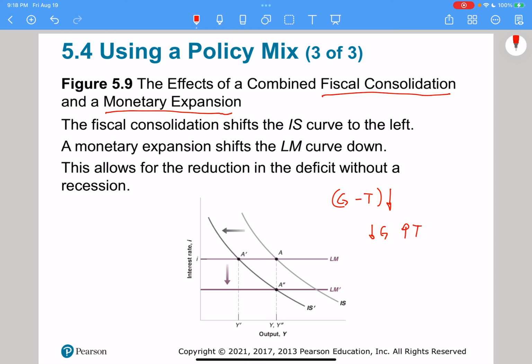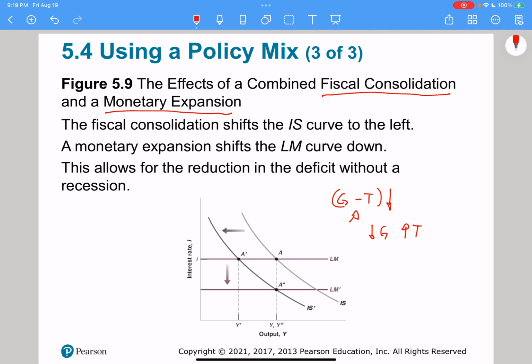These two are fiscal contractions. And when this parenthesis altogether reduces, this is the so-called fiscal consolidation. So the fiscal consolidation shifts the IS curve to the left. And if we go from A to A prime, which is the first movement, we have the same interest rate between A and A prime. We have the same interest rate. However, we have a very, very lower output. Y prime is much lower than Y.